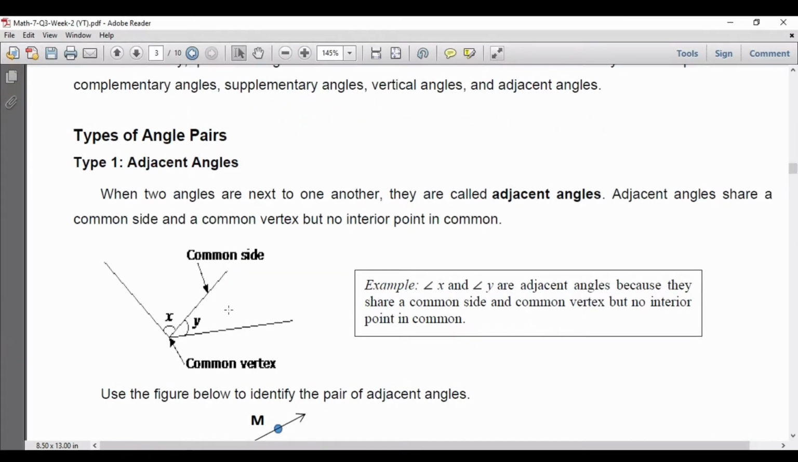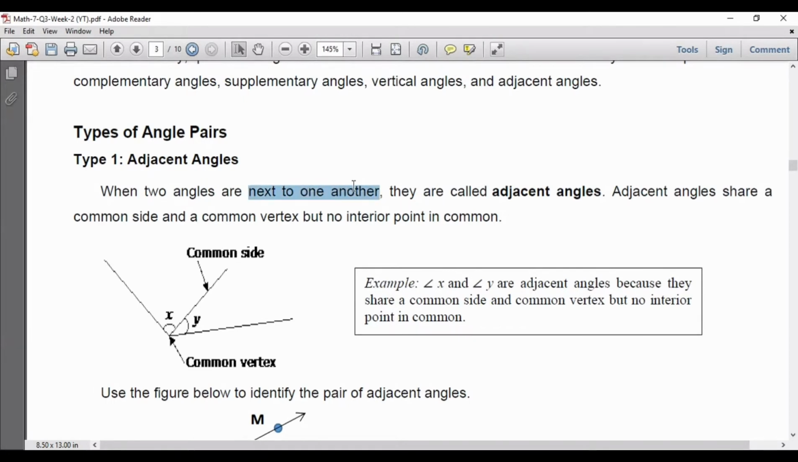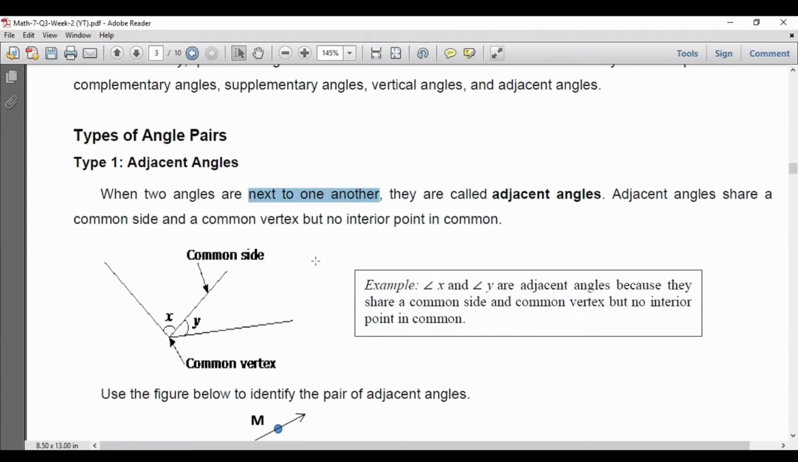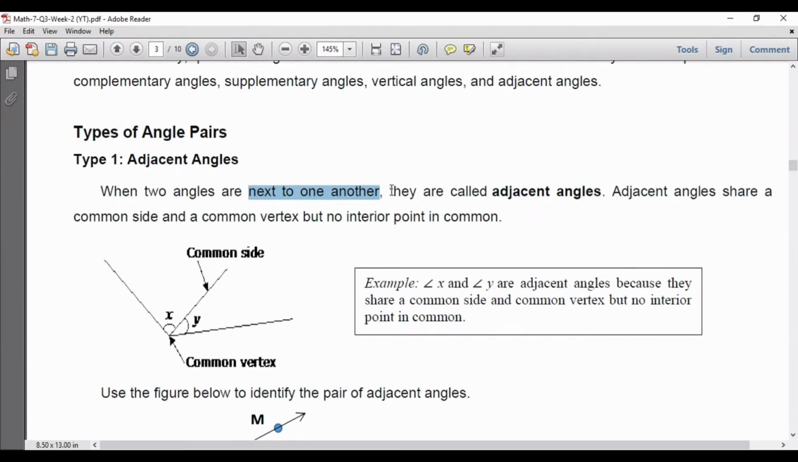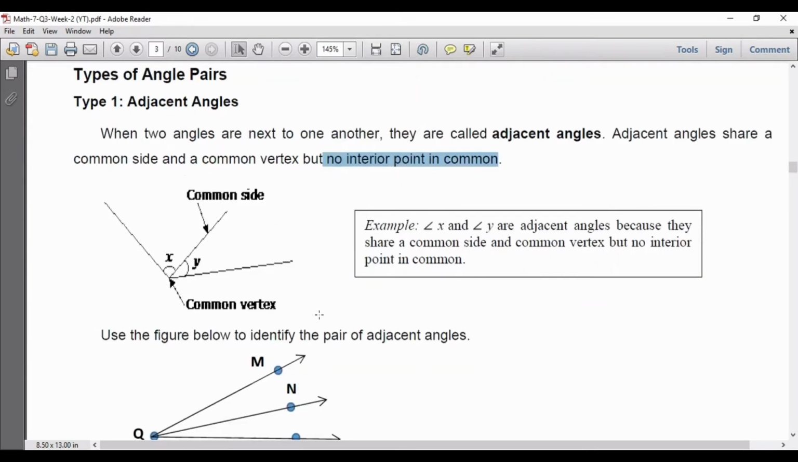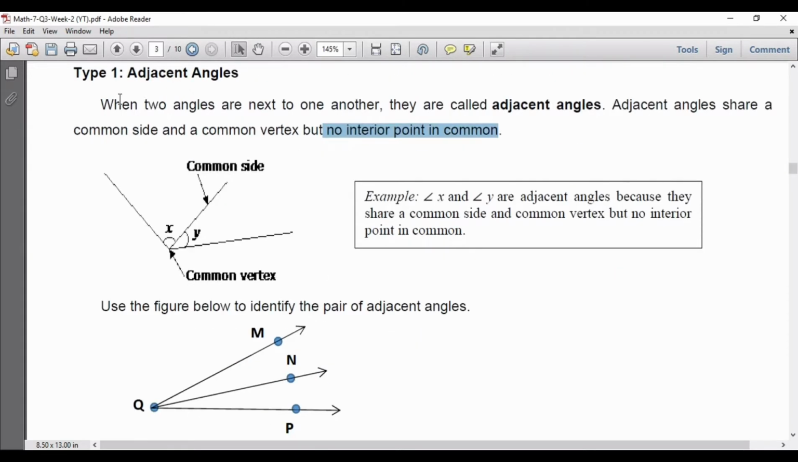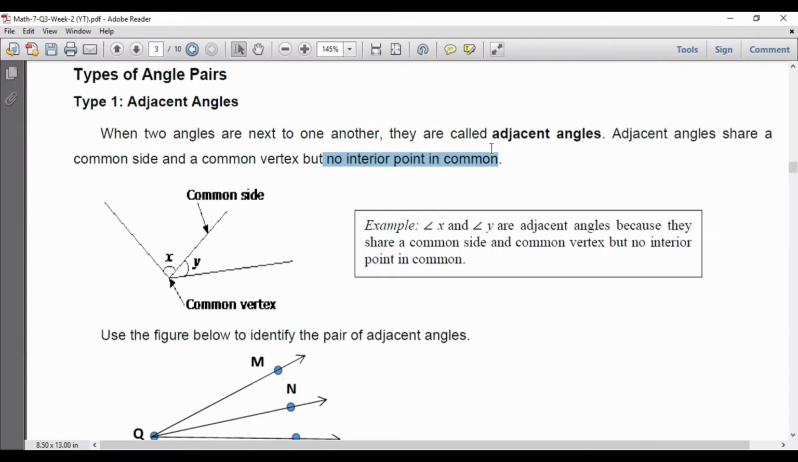When two angles are next to each other, meaning magkatabi lang sila, they are called adjacent angles. What else makes them adjacent angles? Adjacent angles share a common side, a common vertex, but no interior point in common. Okay? So let's have an illustration. When we see those criteria, we can conclude that the angles are said to be adjacent angles.